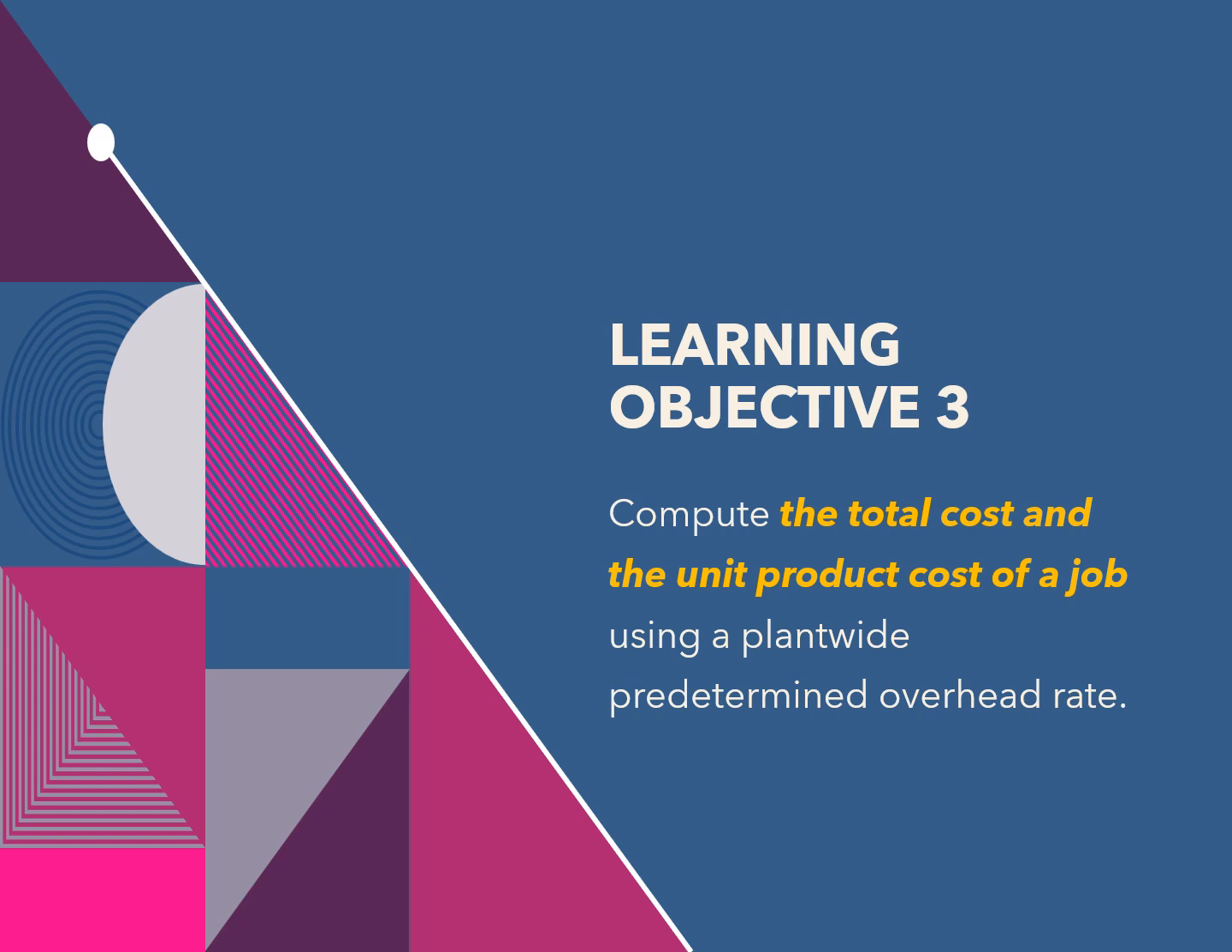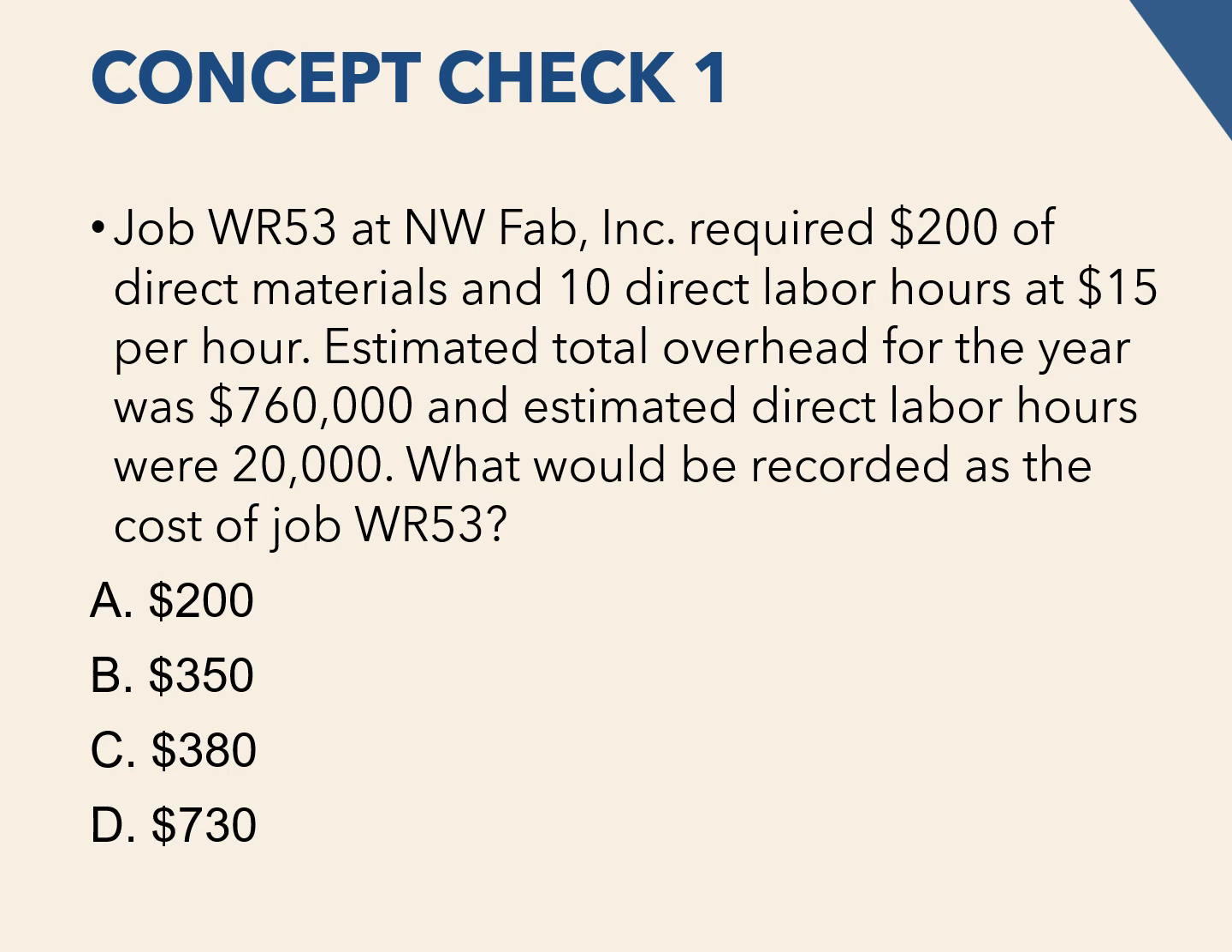Learning objective number 3, compute the total cost and the unit product cost of a job using a plant-wide predetermined overhead rate. Let's do concept check number 1 together. Job WR53 at the NW Fab Company required $200 of direct materials and 10 direct labor hours at $15 per hour. Estimated total overhead for the year was $760,000, and the estimated direct labor hours were 20,000 hours. What would be recorded as the cost of job WR53?